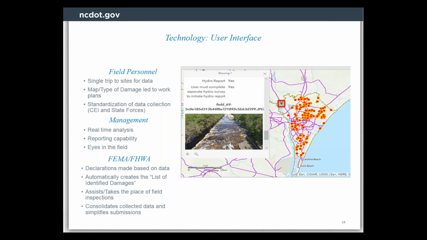They also liked how the data was searchable, how we could list out the different types of damages. And it helped our partners with minimizing the number of field inspections that they needed to do. And again, consolidating the data into one data set really simplifies our submissions with our federal partners.